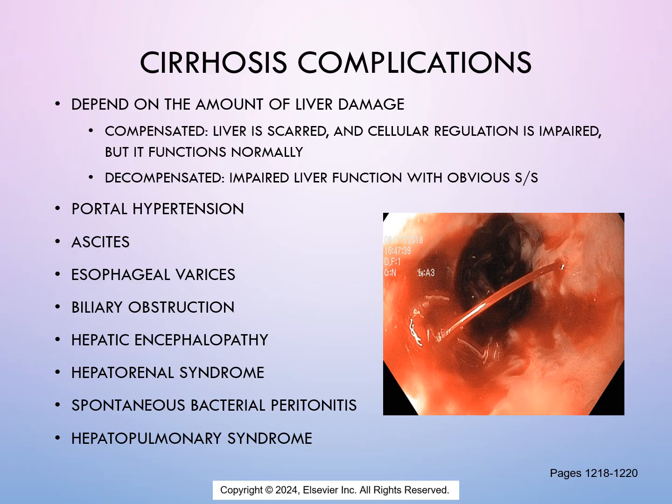With portal hypertension, the esophagus, stomach, rectum, intestinal, and abdominal veins become dilated. It causes ascites, esophageal varices, prominent abdominal veins, and hemorrhoids.